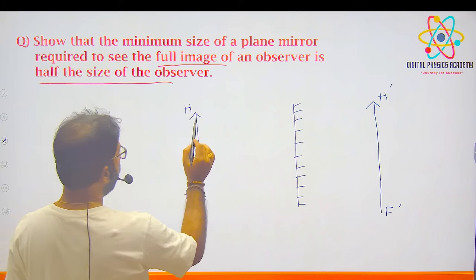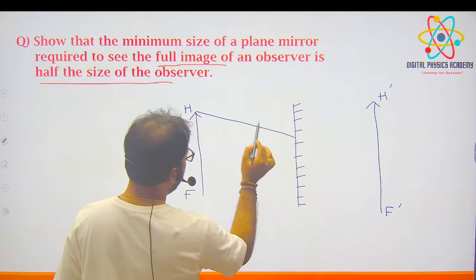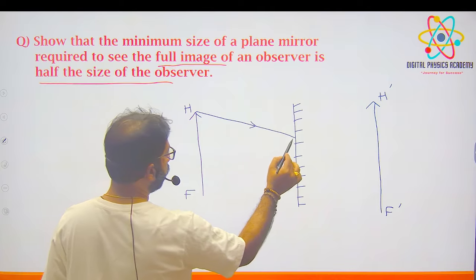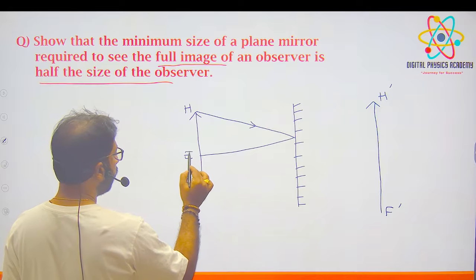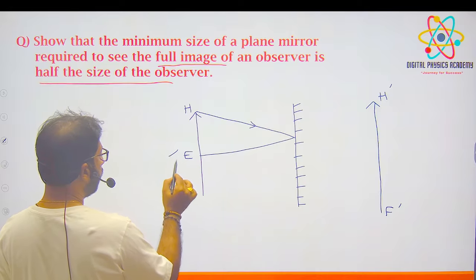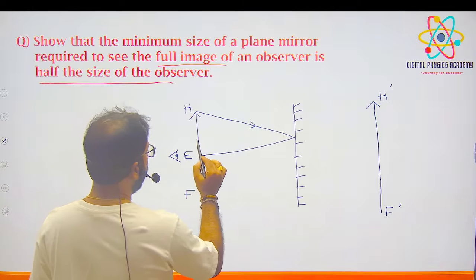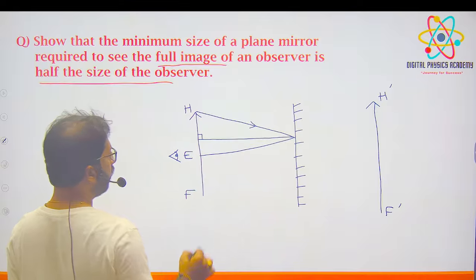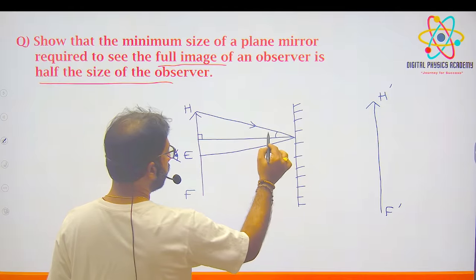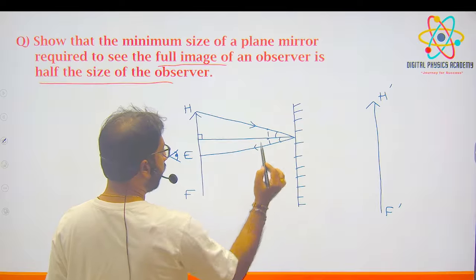So here I am drawing one ray from the head to the mirror and it will reach the eye. Suppose the eye is here, the person's eye, here he is seeing. Okay, and I'm drawing a normal, a line perpendicular to the surface, right? This is the angle of incidence. This is also the angle of reflection. I call them i and i.